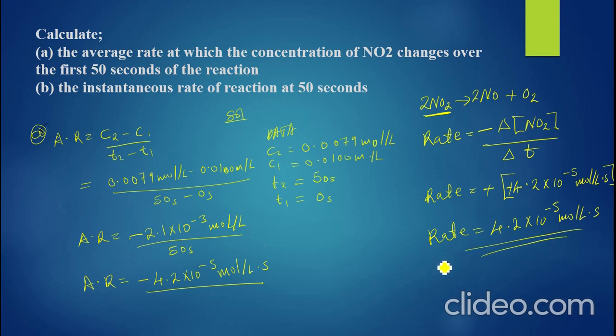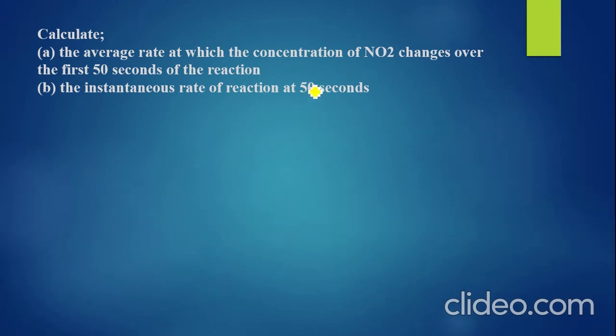Now let's solve for the instantaneous rate. Now that we have found the average rate, let's find the instantaneous rate of reaction at 50 seconds. Sorry, this is not supposed to be 50 seconds, it's supposed to be 110 seconds. So what you need to know is, first you need to determine the slope. So slope of the tangent is equal to change in y over change in x.